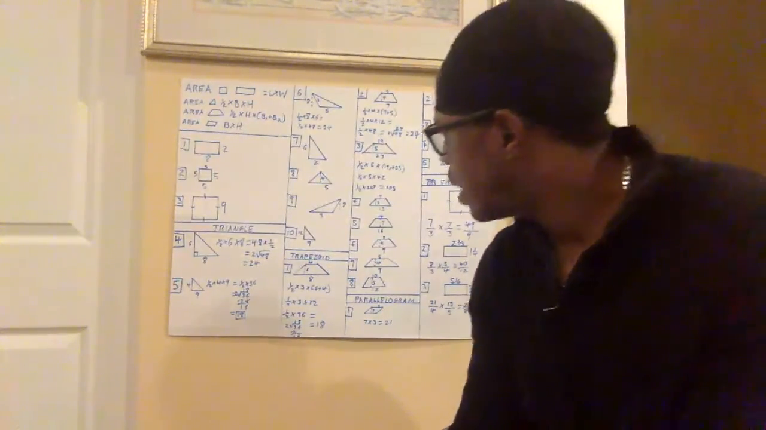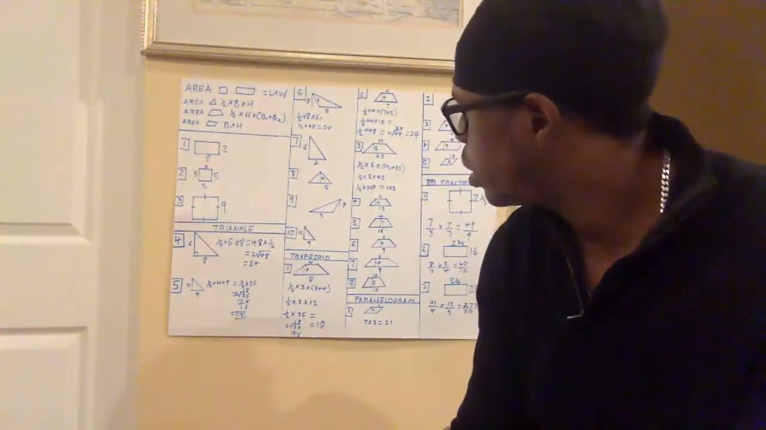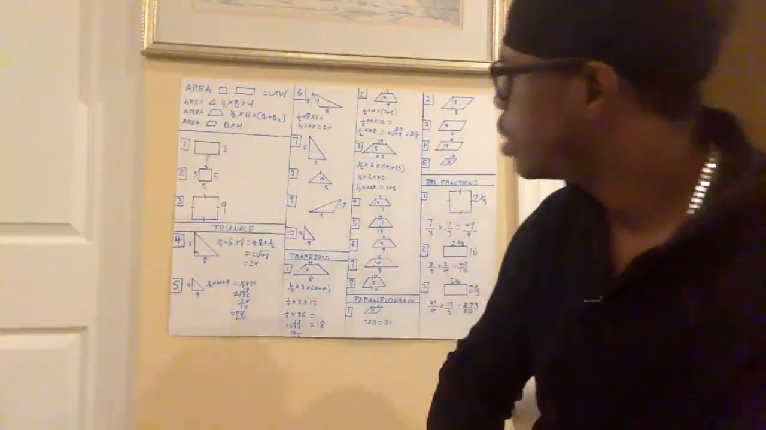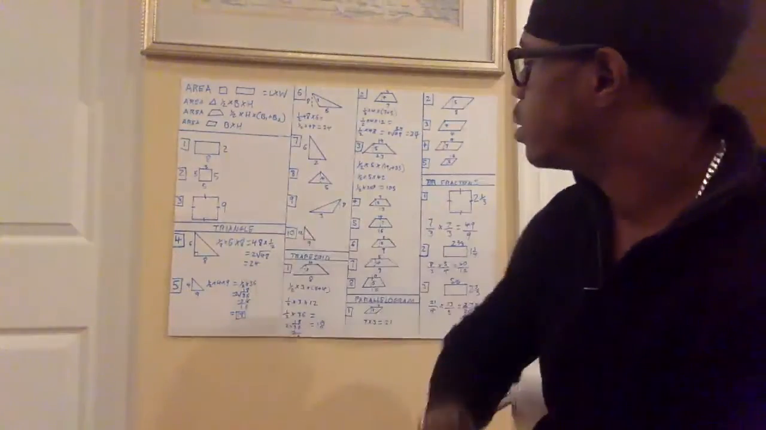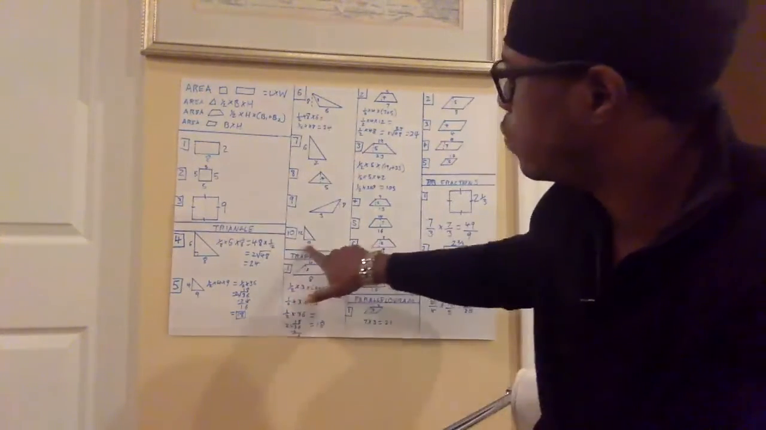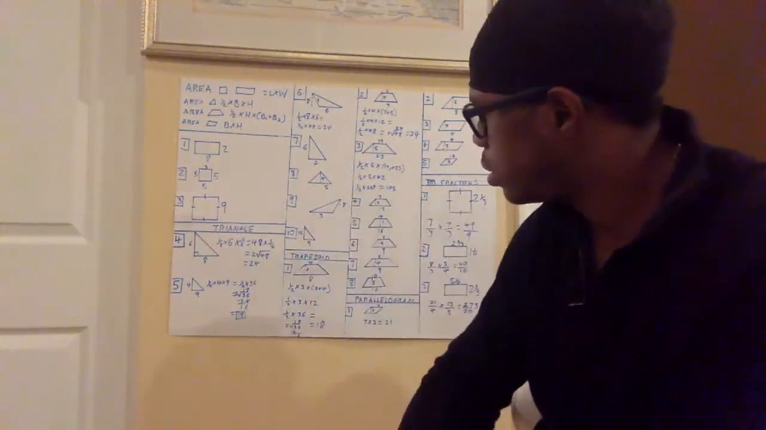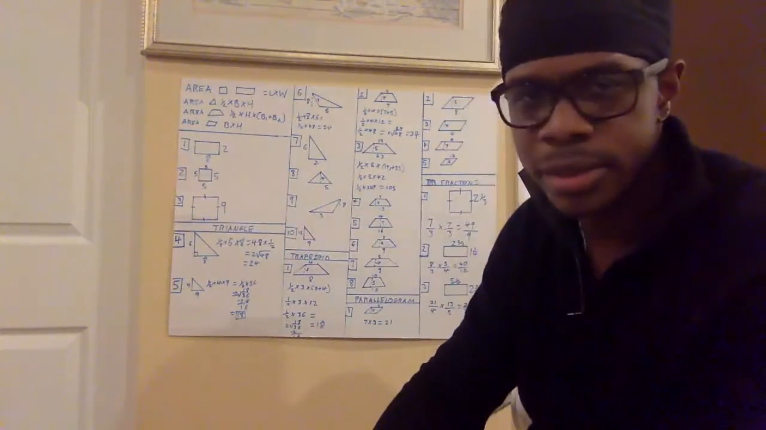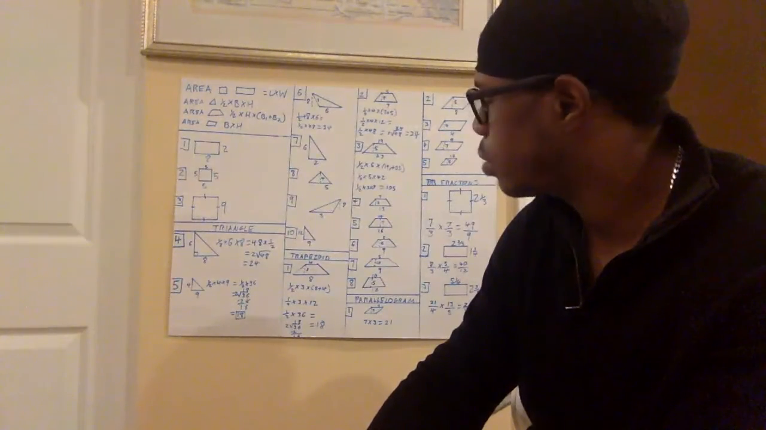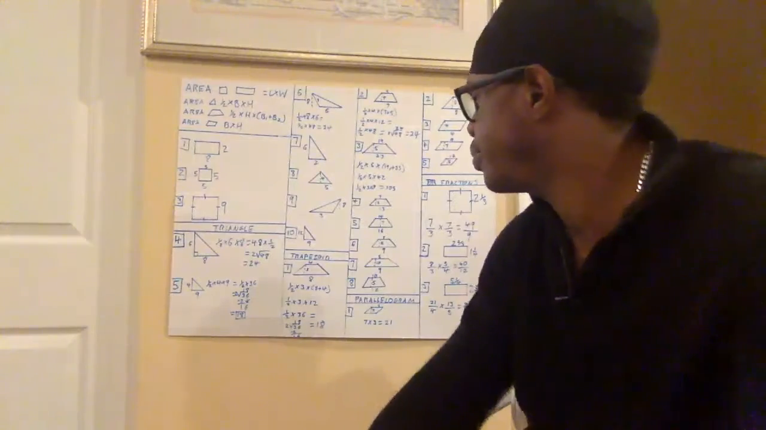Number 9, we have 8 and 3. The area is going to be 12, which is a half of 8 is 4, and 4 times 3 is 12. And then lastly, we have 12 for the height and the base of 9. Half of 12 is 6. 6 times 9 is going to give you 54.